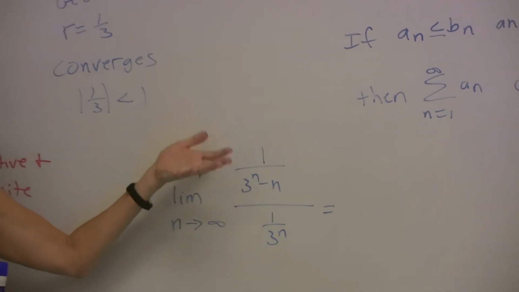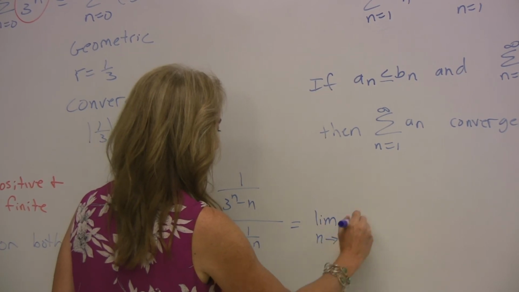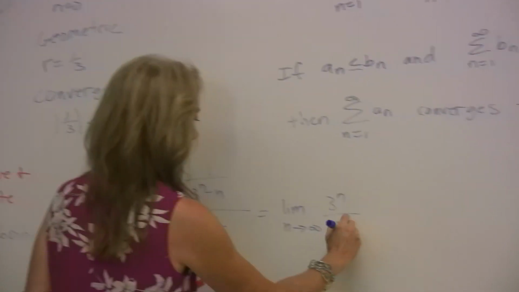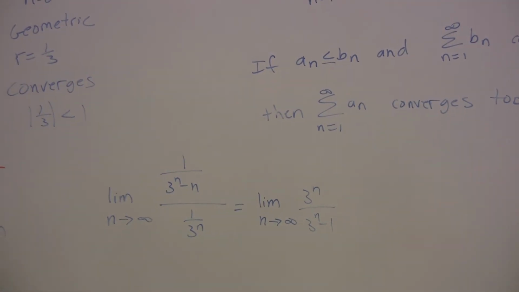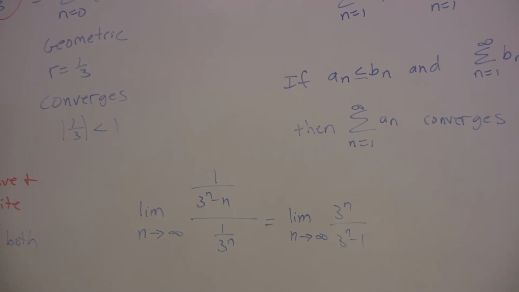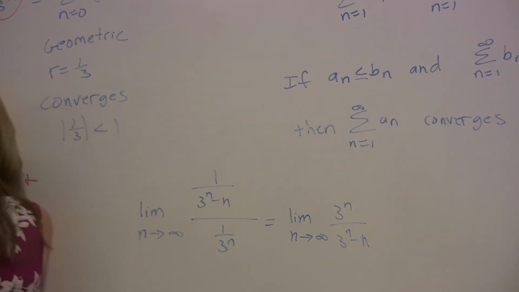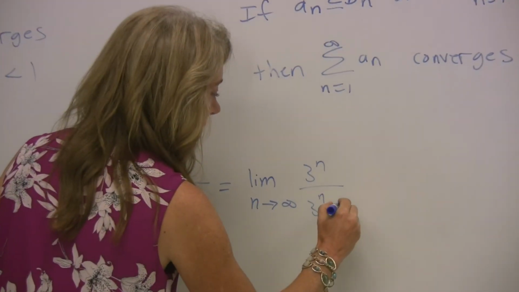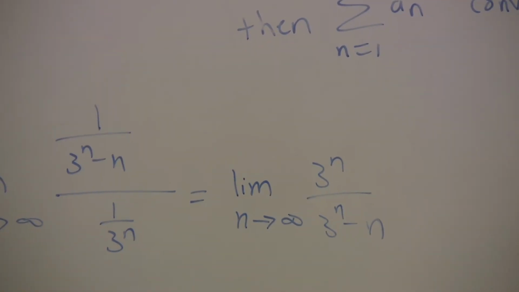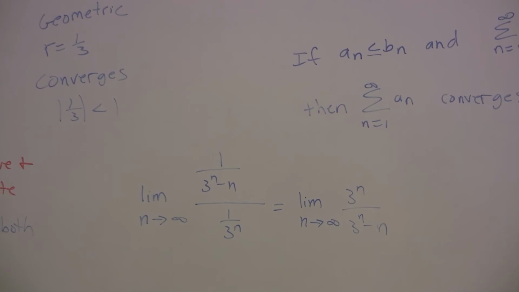I'm going to flip this one over and multiply. That's 3 to the n over 3 to the n minus 1. So this one got flipped over and multiplied. Gets rid of your fractions inside of fractions. What's that? Oh, I missed an n. Thank you, Dan. 3 to the n minus n. You guys see that? My n turned into a 1. How do I take this limit?